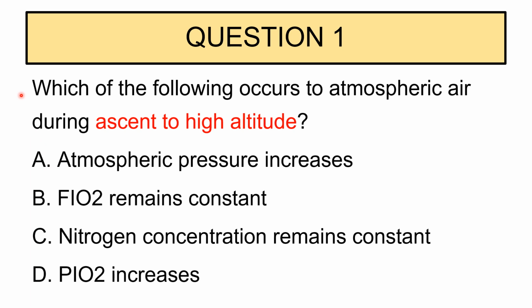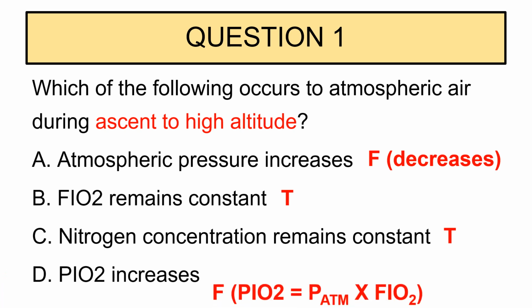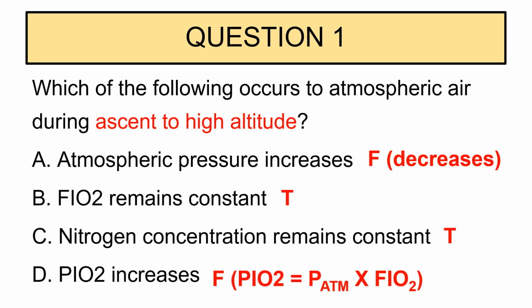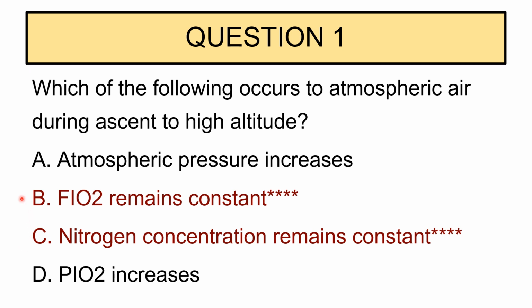Which of the following occurs to the atmospheric air during ascent to high altitude? Atmospheric pressure increases. That's false. We know it decreases. FiO2 remains constant. That's true. Nitrogen concentration remains constant. That is likewise true. And PiO2 increases. That is false because PiO2 is equal to barometric pressure times the oxygen concentration. So the correct answer for question number 1 is FiO2 remains constant and nitrogen concentration remains constant.